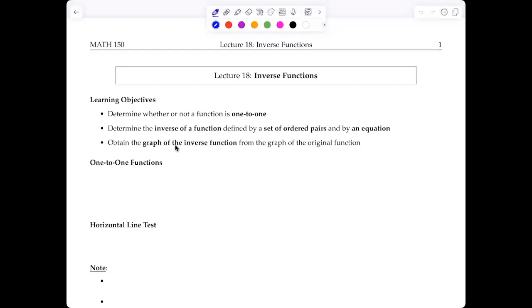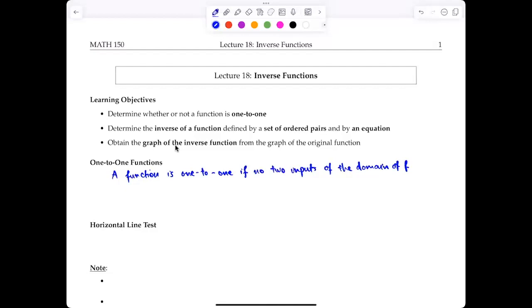Now let's write down the definition of one-to-one functions. A function is one-to-one if no two inputs of the domain of f have the same output.